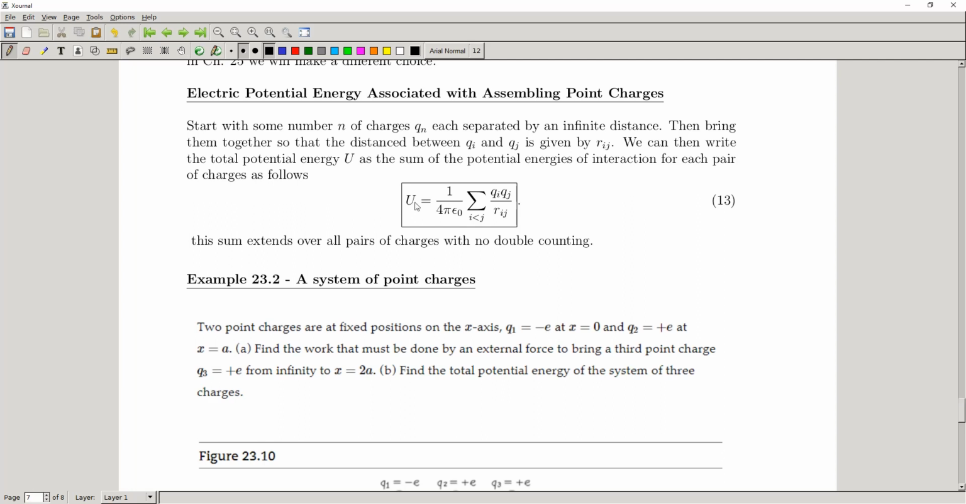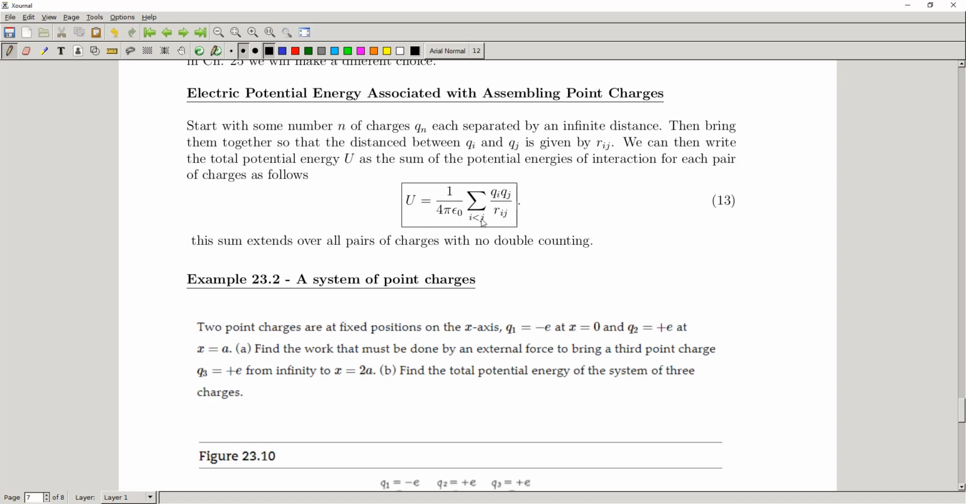So what are we saying? We're saying that the electric potential energy associated with assembling this collection of particles is equal to 1 over 4 pi epsilon naught times the sum of each q_i q_j over the distance between the two of them. Okay, and now we want to make sure we're not double counting, and that's what this sum is doing.